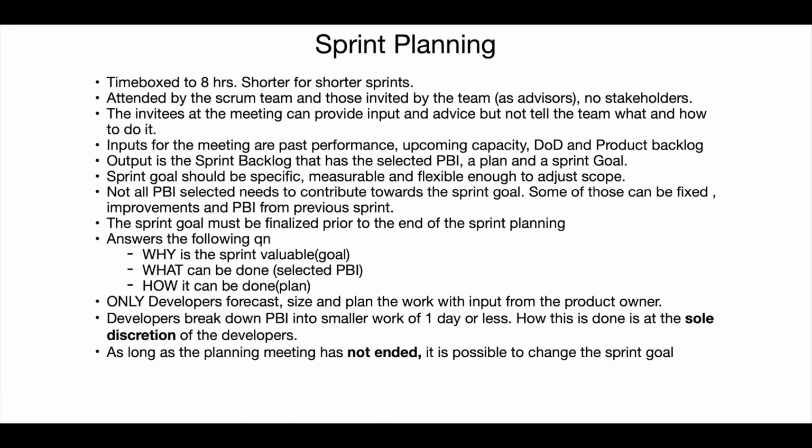Sprint goal should be specific, measurable, and flexible enough to adjust scope. Not all PBIs selected need to contribute towards the sprint goal. Some of those can be fixes, improvements, and PBIs from the previous sprint. The sprint goal must be finalized prior to the end of the sprint planning. It answers the following questions. Why is the sprint valuable, which is the goal? What can be done, which is the selected PBIs, and how it can be done, which is the plan.